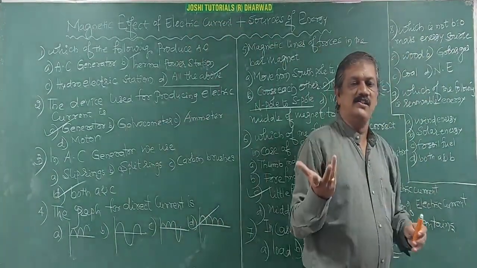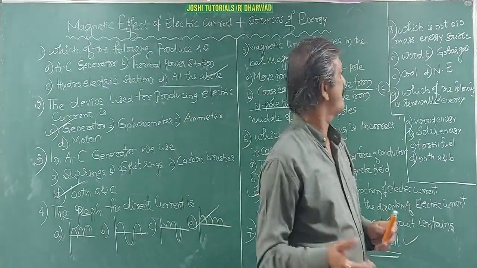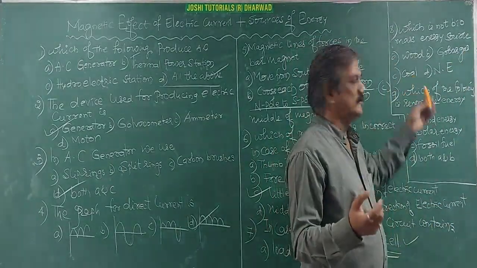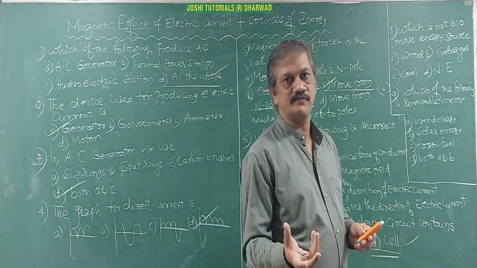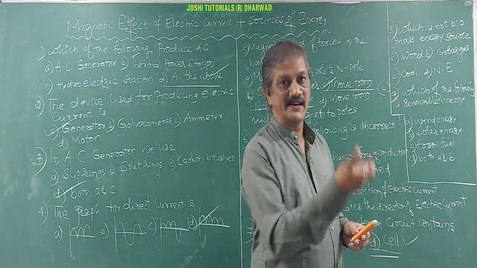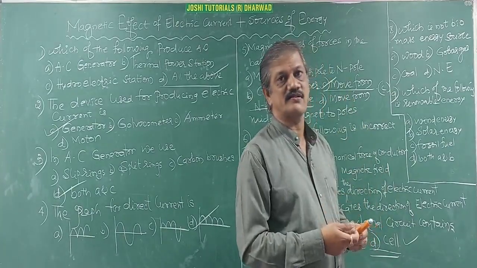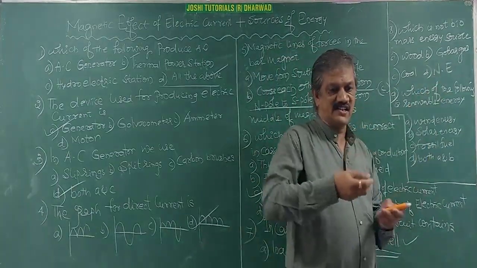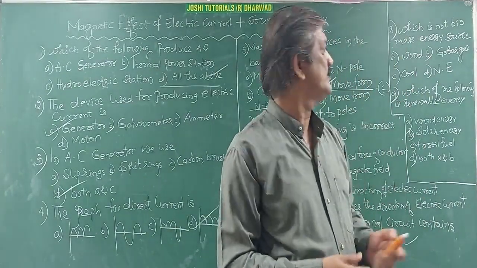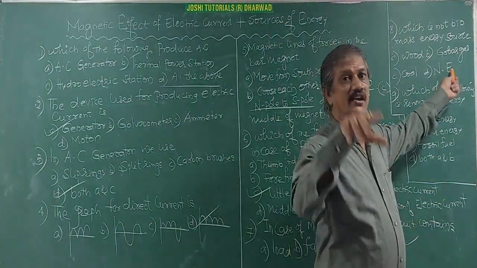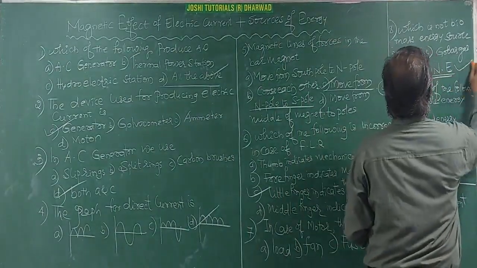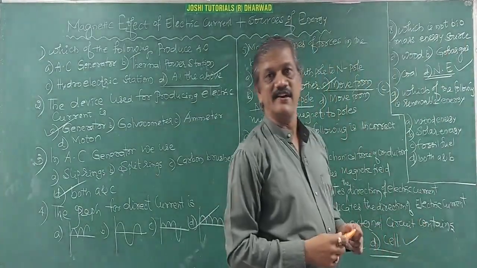And here, which is not a biomass energy source? Wood is an example of a biomass source. Gobar gas, biomass source. Coal, biomass. Leaves, biomass. Cattle, in the sense the waste product of the plants, biomass. Nuclear energy is not biomass. So, therefore, the answer is D.